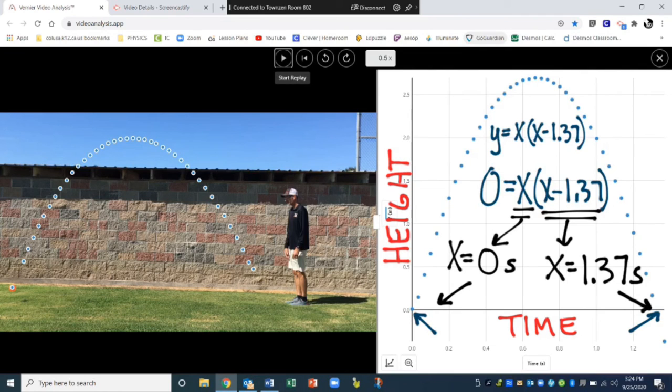So this unknown time that we were looking for right here, when does the ball really have a height of 0 and there was no computer generated dot to tell us? By finding the roots of this equation, we were able to tell that at exactly 1.37 seconds, that is when the ball returned to a height of 0. So how long was the math teacher able to keep the ball in the air? He was able to keep the ball in the air for 1.37 seconds.